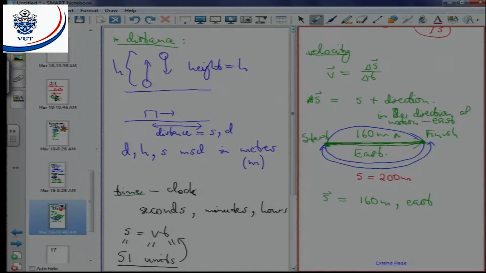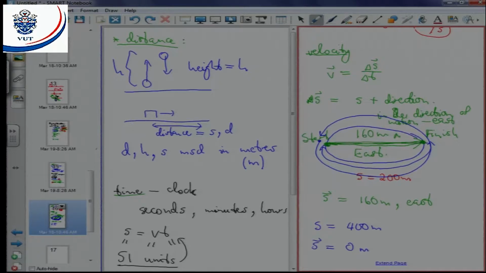And also notice that sometimes, even though one has a non-zero distance, one can also at the same time have a zero displacement. So if we run the full 400 meters from here all the way around back to where we started, then the distance for that race is 400 meters, whereas the displacement is zero because we are back where we started. Okay, so it's just zero.